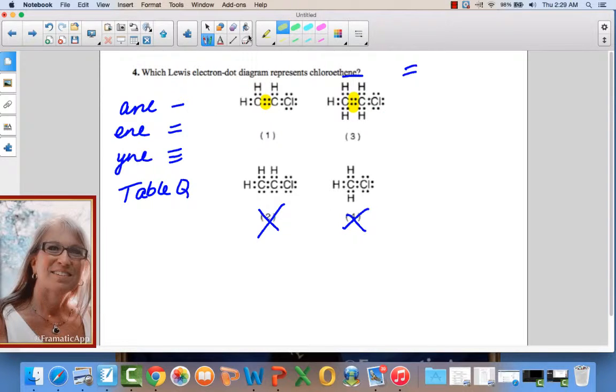The problem with this diagram over on the right is that there's too many electrons here. Remember, carbon forms 4 bonds but can only have a total of 8 electrons. 2, 4, 6, 8, 10. This C alone has 10 electrons. 2, 4, 6, 8, 10. This C has 10 electrons. That's way too many. Here 2, 4, 6, 8. That one's good. 2, 4, 6, 8. That one's good. So there's our answer.